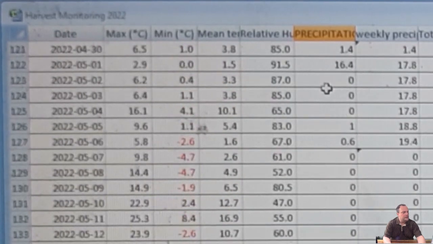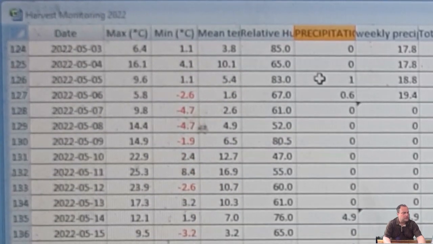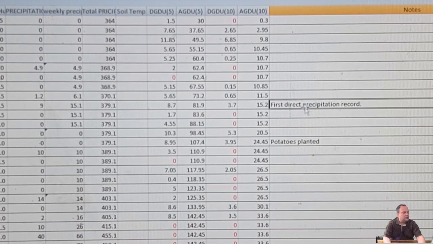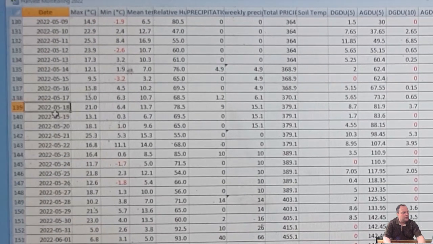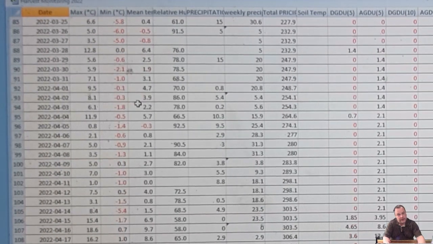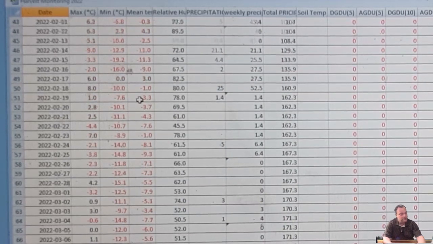This is the year that I bought my rain gauge. And so you can see in notes, first direct precipitation record. That's when I got my rain gauge, on May the 18th. And from then on, any rain, I just measured directly, right?